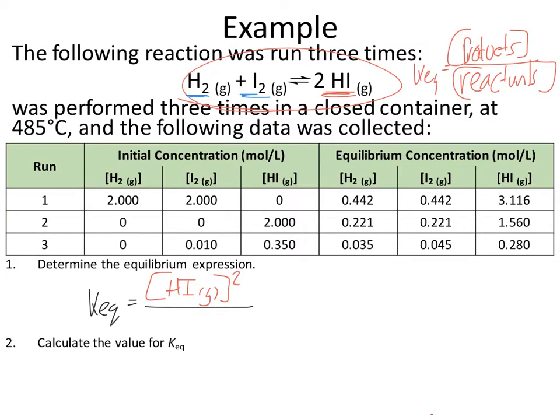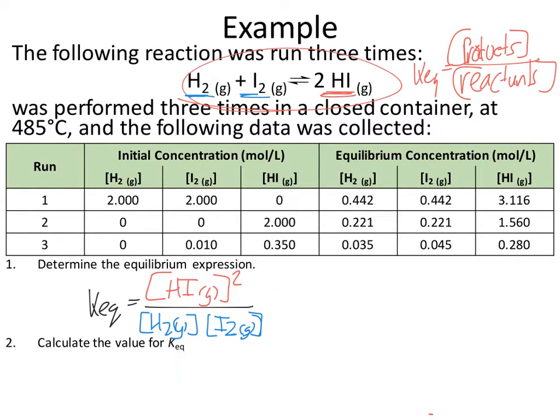Okay, and that's going to be over the concentration of the reactants raised to their coefficient. So here we have H2, and this is going to be a gas. Now the exponent in H2 is just 1, so we can leave that as that. We can assume the 1 times the I2 gas, square brackets, again the coefficient of 1, so we leave it as that. So that is our equilibrium expression for this reaction.